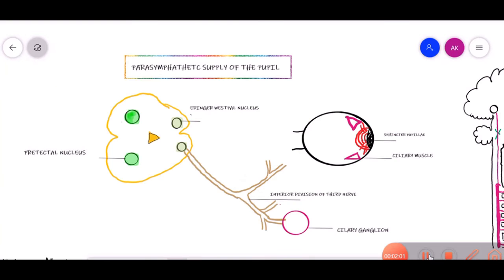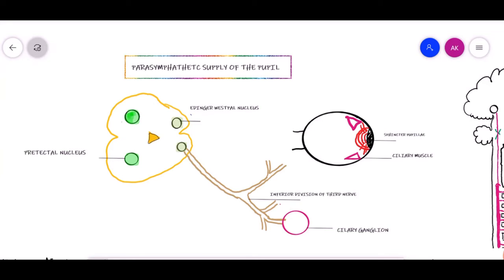Now let us talk about the parasympathetic supply of the pupil. As I already told you, it is the sphincter pupillae which is supplied by the parasympathetic system. So the sphincter is supplied by the cholinergic nerves of the parasympathetic system, which is basically coming using the third cranial nerve. So let me tell you how this happens.